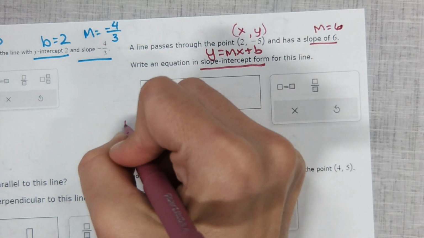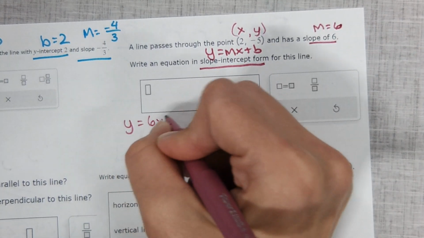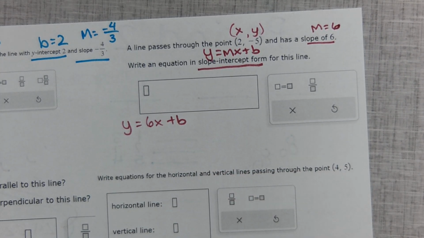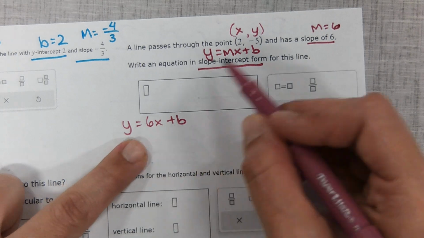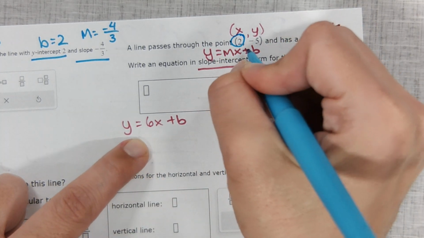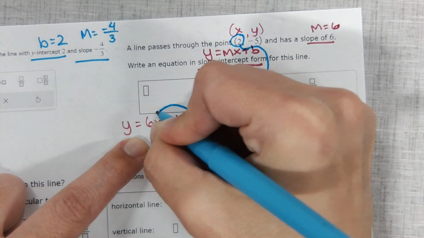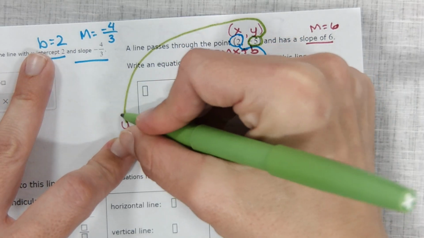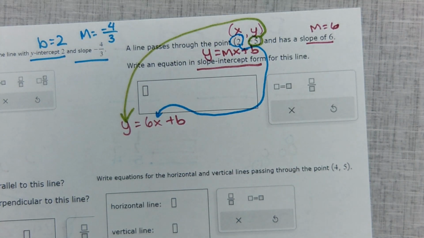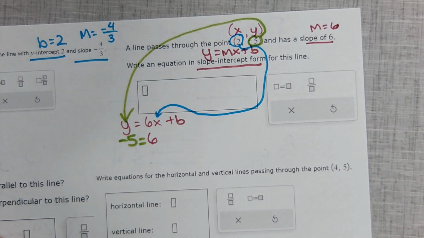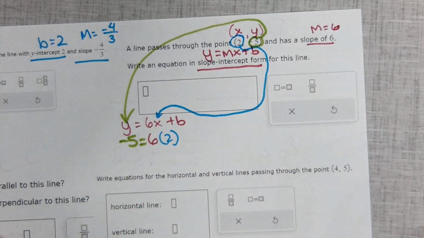Okay, so y equals mx plus b, y equals the slope of 6x plus b. We need to find the y-intercept. They didn't give it to us. So the way that we're going to do that is take our coordinates here and plug them into this equation. So our x-coordinate will get plugged in there, and then our y-coordinate will get plugged in here. So we get -5 equals 6 times 2 plus b.